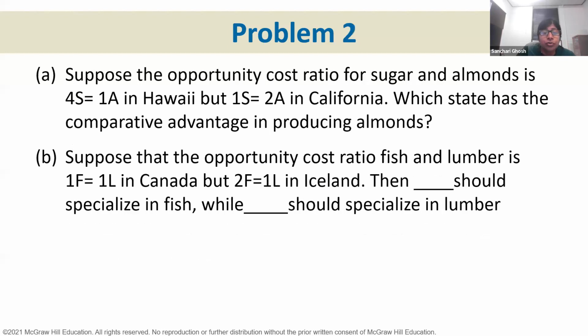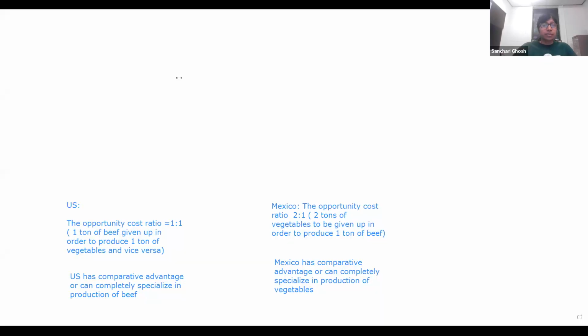Suppose the opportunity cost ratio for sugar and almonds is 4S for sugar equals 1A in Hawaii, but 1S equals 2A in California. So I write this down. Let's put these. California. Which state has a comparative advantage in producing almonds? So I will clean this up. Keep this. We were using this as our basis.